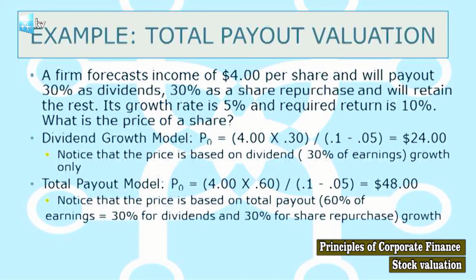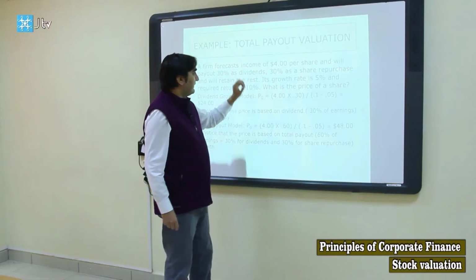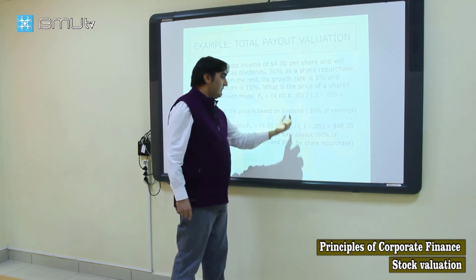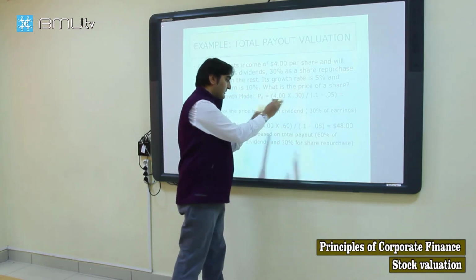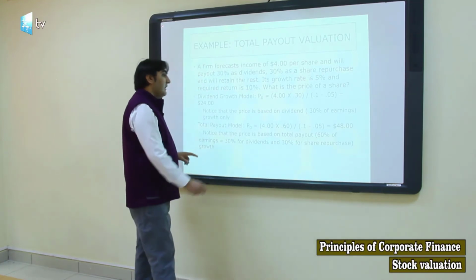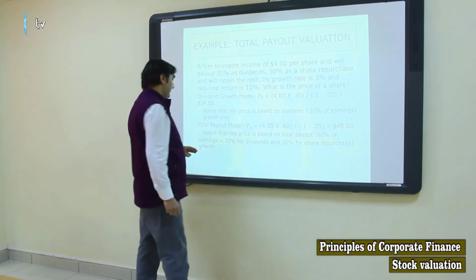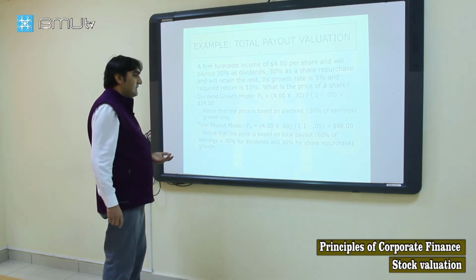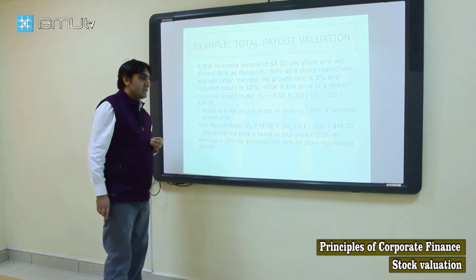Total payout, the investor will get 30% from dividends and 30% from share repurchase. So the total amount the investor will get is 60% of income. $4 times 60% divided by R minus g, it becomes D1, the expected cash flow. So it's $48. You see that the price based on total payout is higher than the price based on dividend payout.